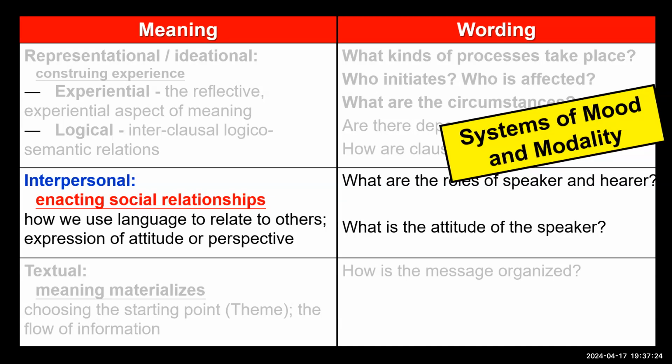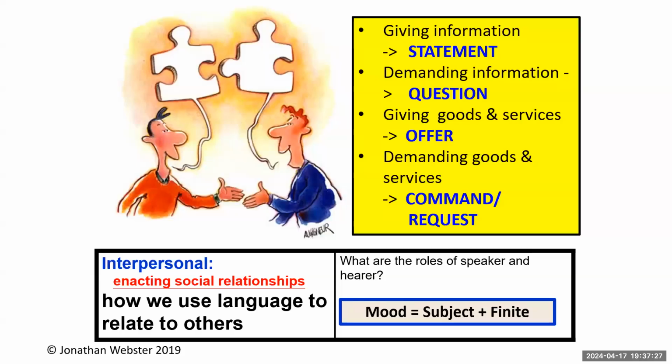Systems of mood and modality, interpersonal meaning. Mood relates to whether you are making a statement, a question, an offer, or a request. Why is this related to interpersonal? Because it's to do with the exchange of meaning. Am I asking something of you, or am I going to give you something? I make a statement, I give you information. I ask a question, I want to be given information. I want to receive it. Or am I offering you something? Goods and services is how we put it.